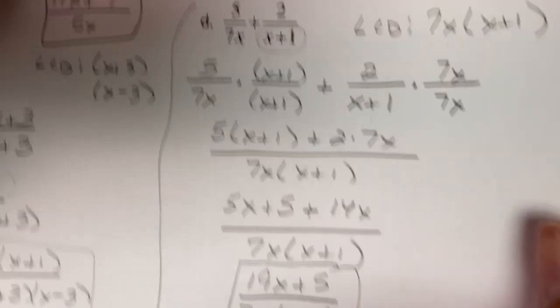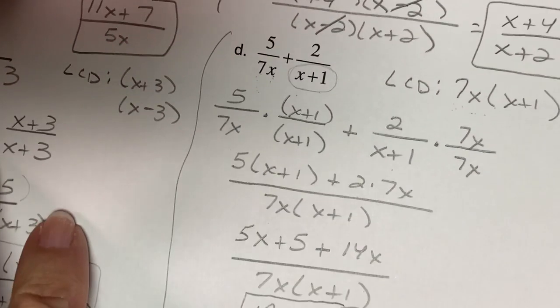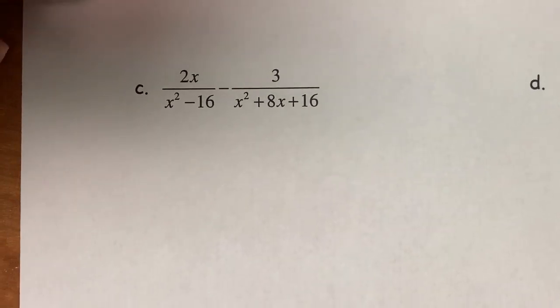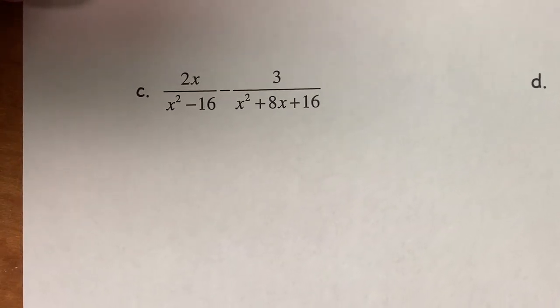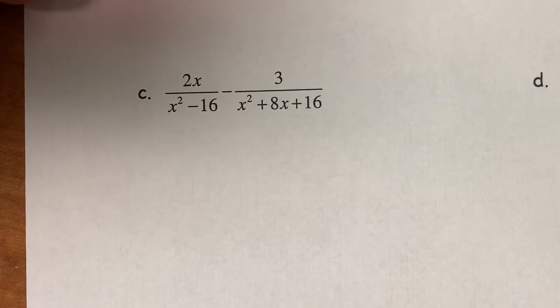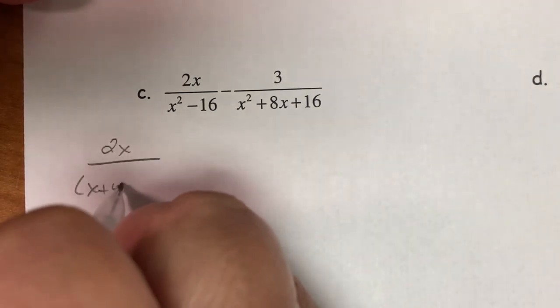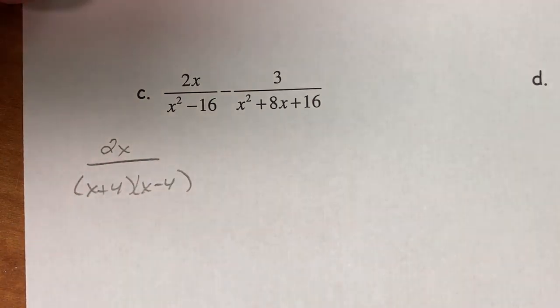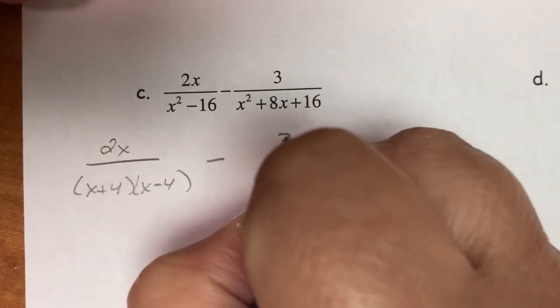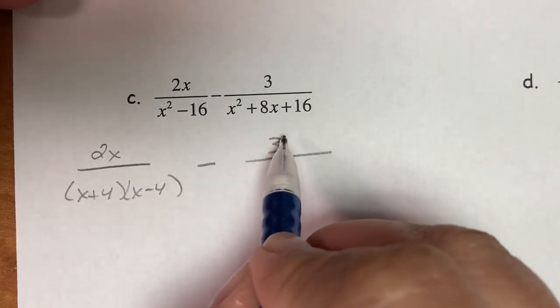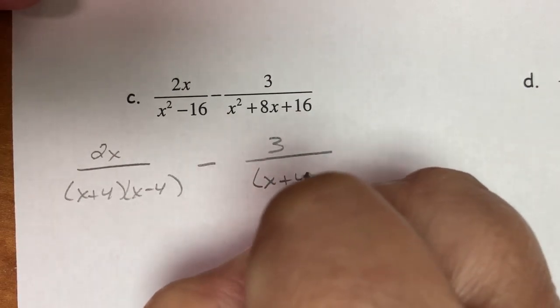All right, let's go into the second page. Hopefully you're getting the idea here. So let's go ahead and let's do C. Why don't you go ahead, maybe pause and factor the denominators. Okay, so if you factored the denominators, you can see the first one factors into x plus 4 times x minus 4. It's a difference of squares. Now, when you factored this second denominator, you should have gotten x plus 4 squared.